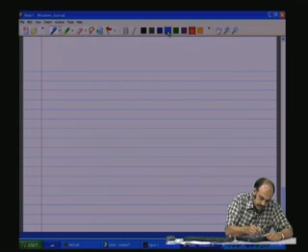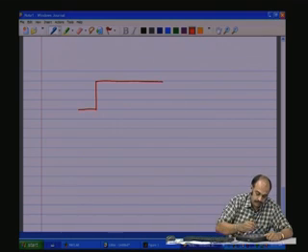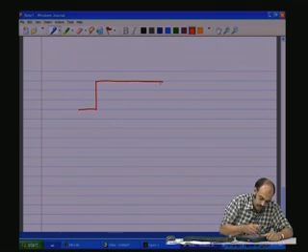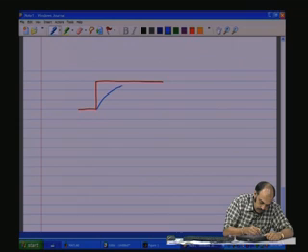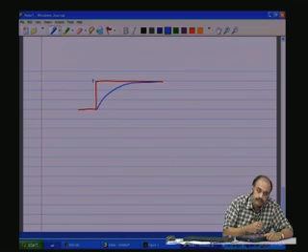You see that we give a step like that as the input. What happened to the output? Output Vc exponentially increased and then merged with the step there. So, this is value 1.